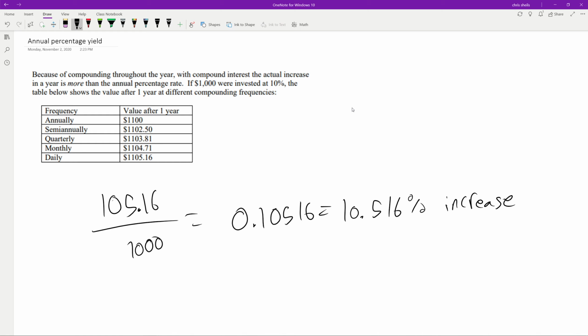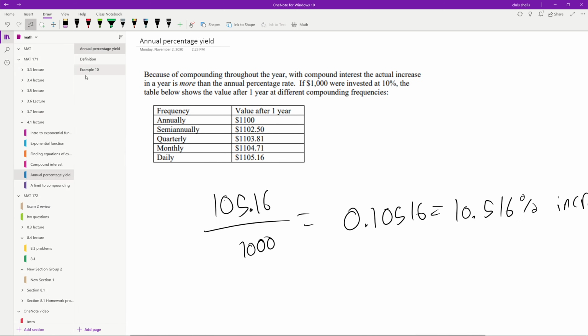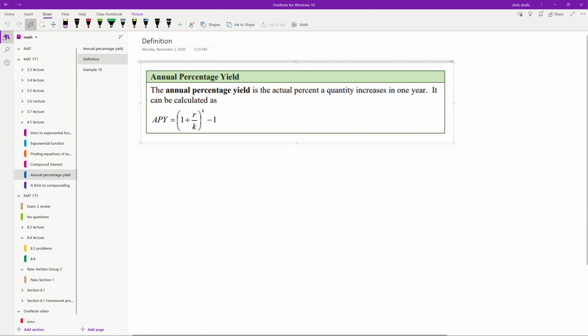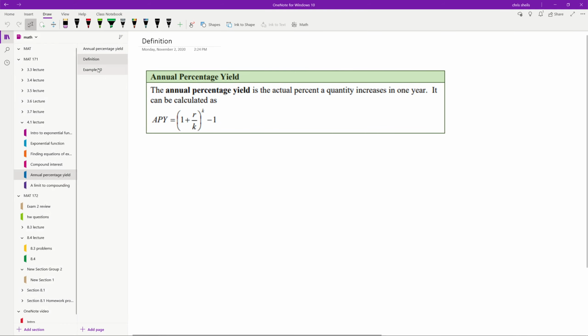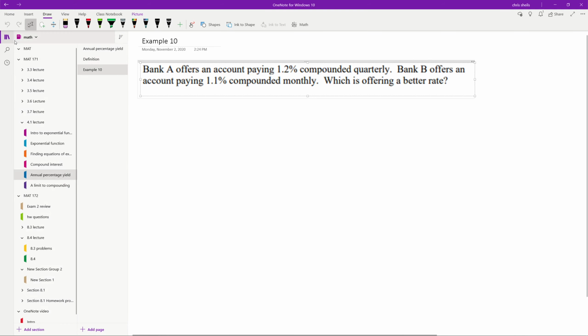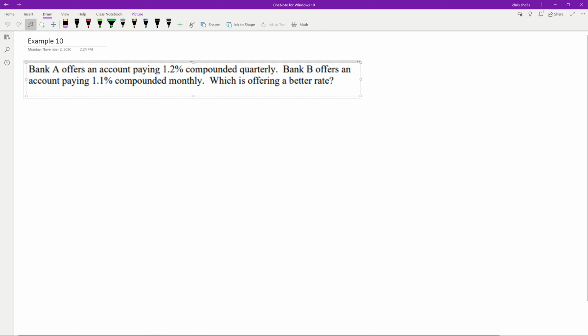This quantity is called my annual percentage yield. The annual percentage yield is the actual percent a quantity increases in 1 year. It can be calculated using this formula: 1 plus r over k to the k power minus 1. Let's look at an example of annual percentage yield.